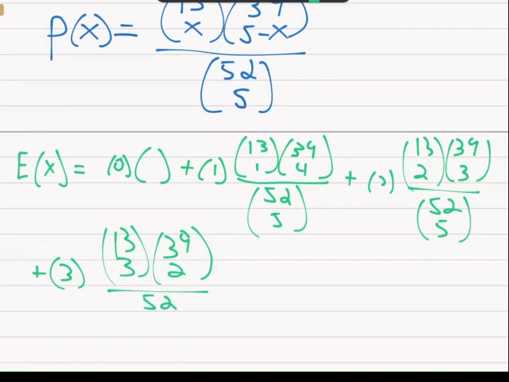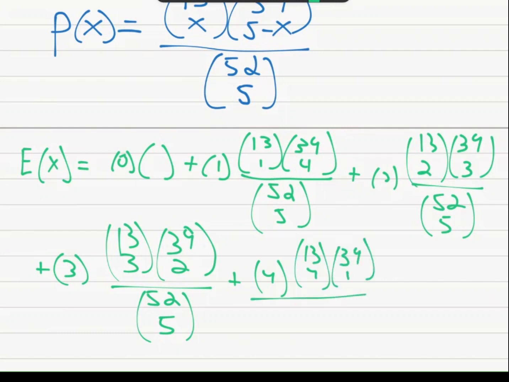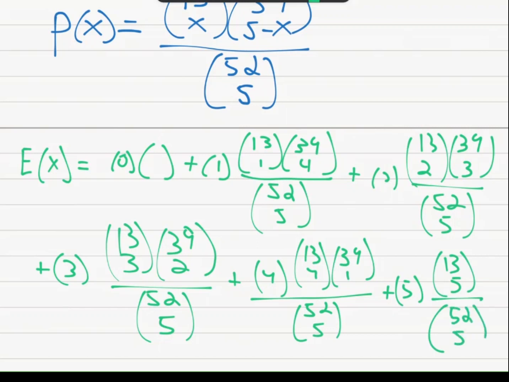Let me slide this up. 52 choose 5. And then 4. So we have 13 choose 4 times 39 choose 1 over 52 choose 5. And finally we have 5 times, and this is 13 choose 5 over 52 choose 5. Okay.